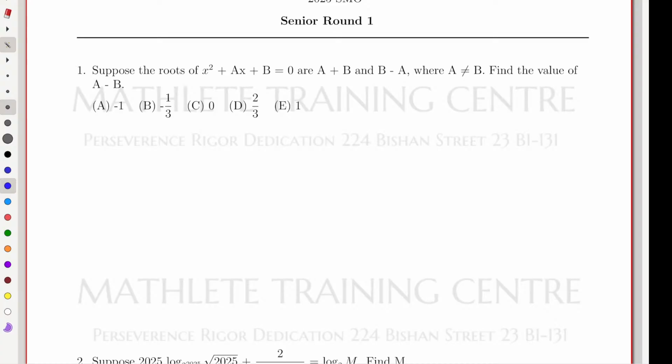Okay, so what we can do for this question is use Vieta's theorem. Vieta's theorem says that the sum of roots in this case will be equal to minus a. And our two roots are a plus b as well as b minus a. So if I sum them up, I get 2b. So negative a is equal to 2b. Let's keep that in mind while I take a look at the next thing, which will be the product of roots.